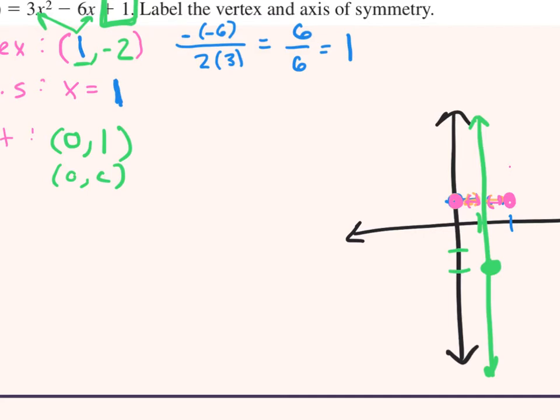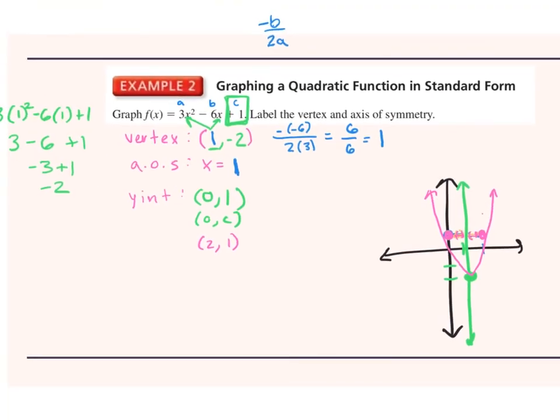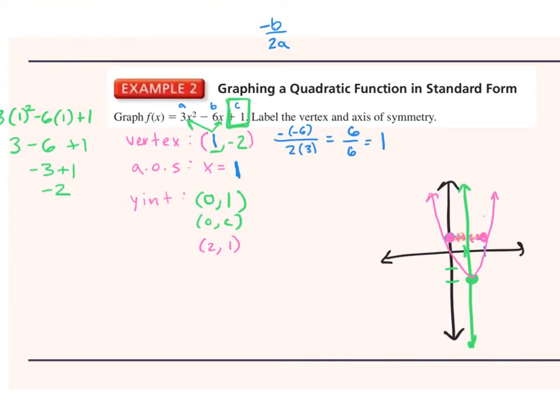So this point that we just added would have the coordinates of 2, 1. It stays at the same height as our point here, and it stays the same distance away from our axis of symmetry. Once we have 3 points, we can graph our parabola. So we just draw our parabola through those 3 points.